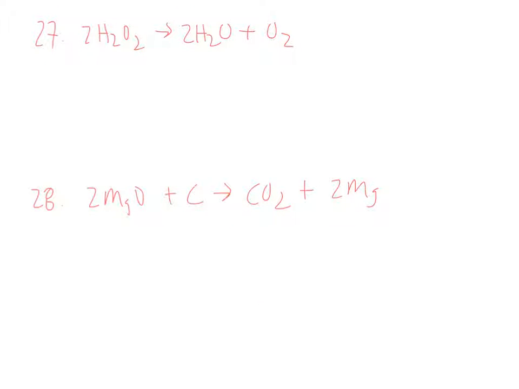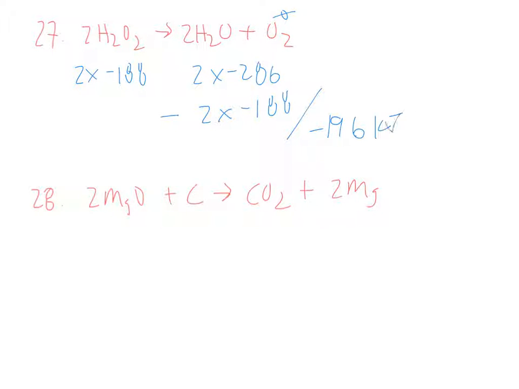27 and 28 follow along in the exact same manner. I've got 2 H2O2 at minus 188 each. I've got 2 H2O at minus 286 each, and the O2, oxygen, is going to be 0. So 2 times the negative 286, and then it's going to be minus 2 times negative 188, and the sum of that for number 27 is negative 196 kilojoules per mole.